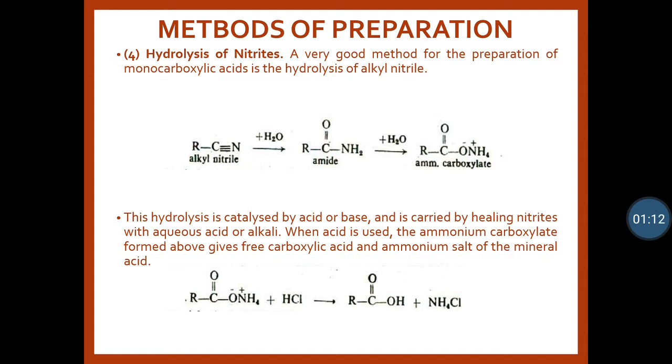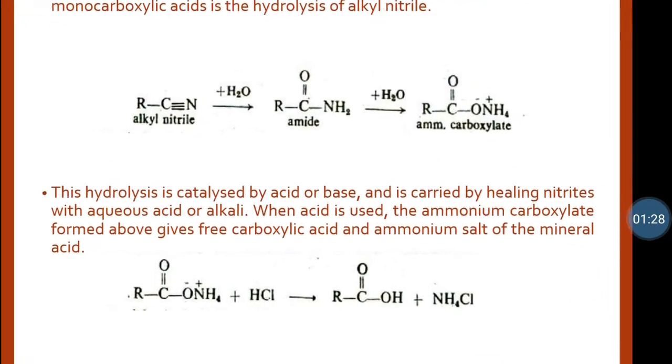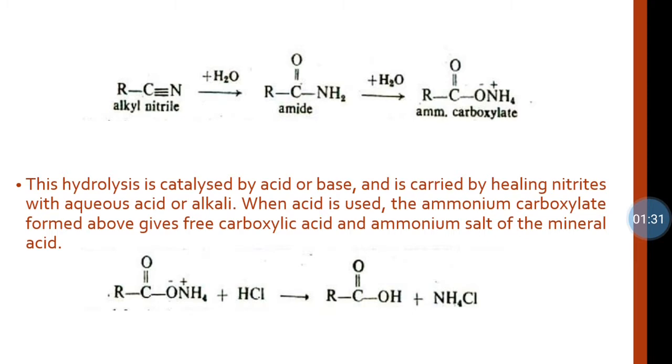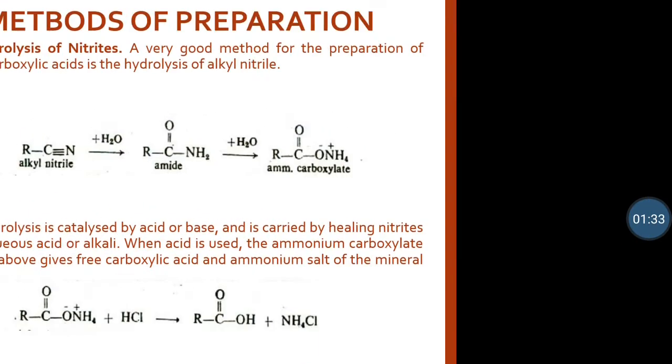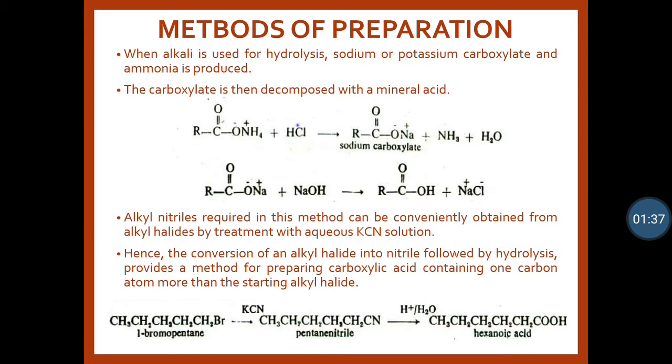When the acid is used, ammonium carboxylate forms and gives free carboxylic acid and ammonium salt of the mineral acid. So this is the reaction where we get the carboxylic acid and a byproduct. Another important thing related with this reaction is that there are two types of catalyst we use for this reaction.